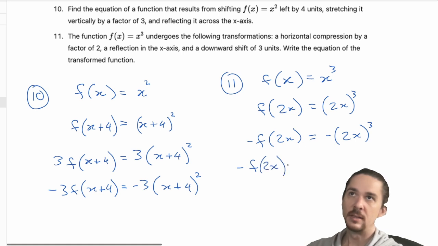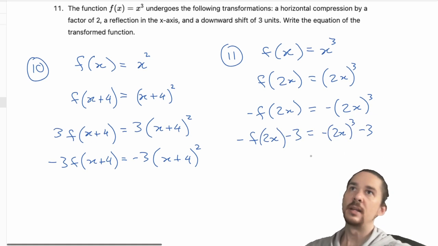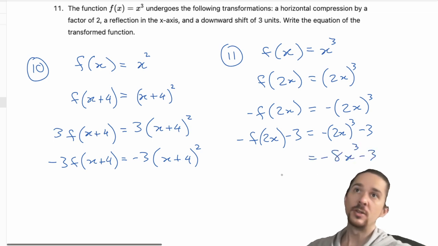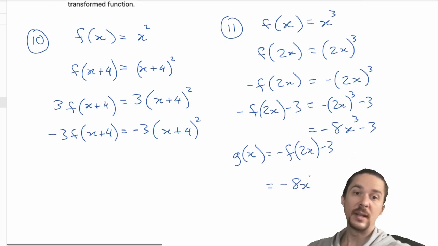So negative f of 2x minus 3 equals negative 2x cubed minus 3. And just to expand out the right-hand side, that's going to be negative 8x cubed minus 3. And so the transformed function, which I'm going to call g of x, that is negative f of 2x minus 3, or in other words, g of x is equal to negative 8x cubed minus 3.